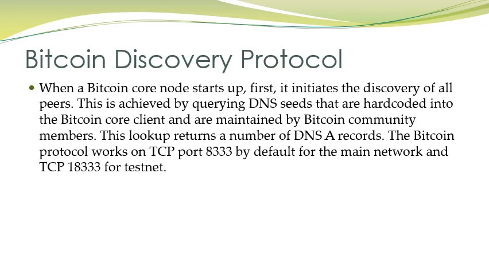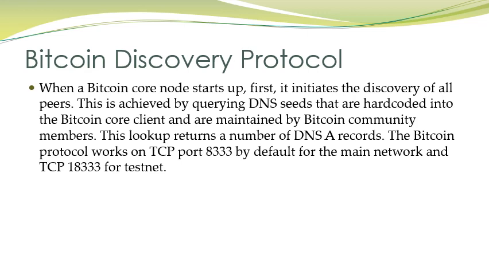When a Bitcoin Core node starts up, first it initiates the discovery of all the peers. It will try to discover all the peer nodes in the network, and this is achieved by querying the DNS seeds that are hard coded into the Bitcoin Core client and are maintained by the Bitcoin community members. The community members maintain the information about the peer nodes in the Bitcoin network. So this lookup returns a number of DNS A records, or a number of peer nodes in the Bitcoin network.